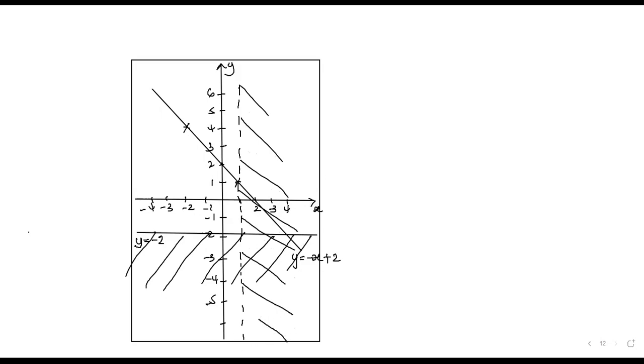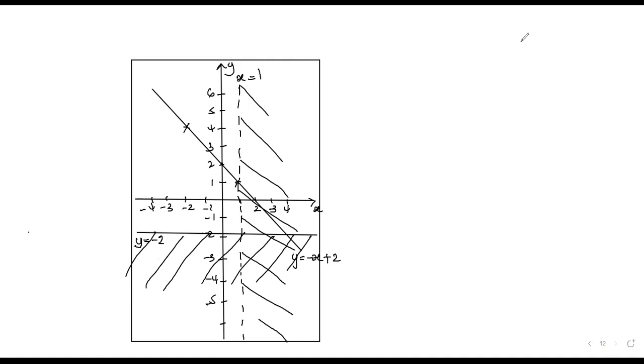X values, I want to check again. X values are smaller than 1. That means you need the left side. Therefore, I shaded the right side. The y values are larger than negative 2. That means you need the upper side, right? So then this should be the one. And here I write that the x value is 1 and y value is negative 2. So this is how you want to show the answer for this question.